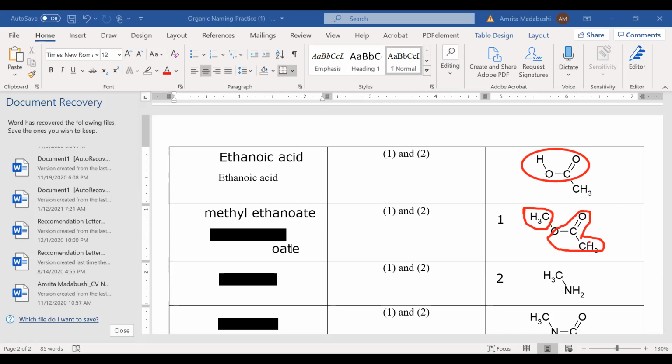Okay, next one is really easy. Why don't we do the next one? Still confusing. Too confusing. This one, methyl ethanoate. So the methyl ethanoate, do you combine those words or keep them spaced like that? Space like that.